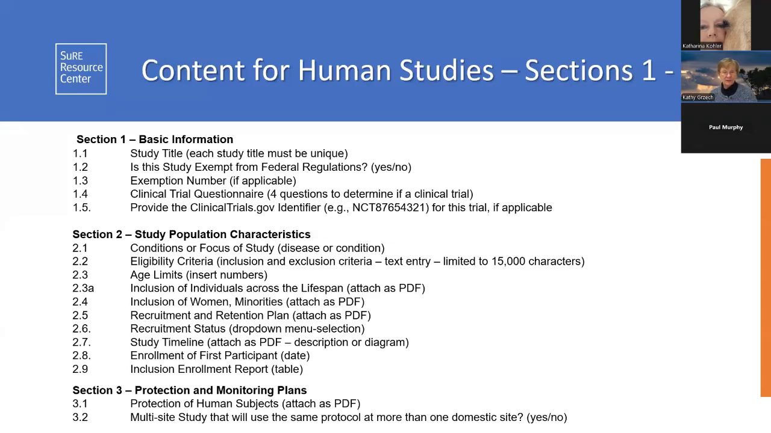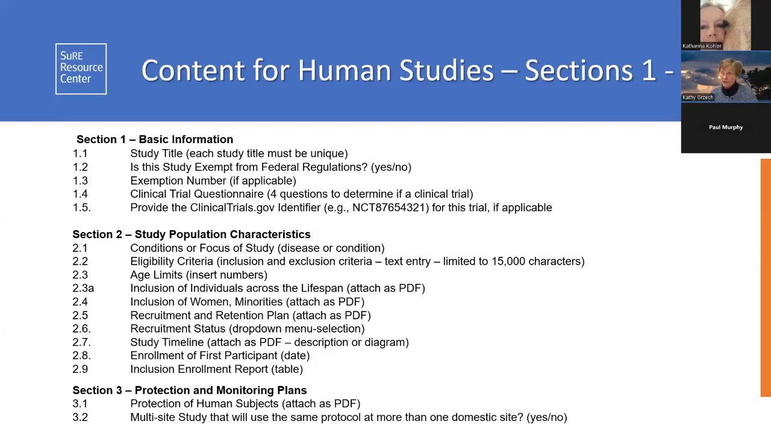You put in the age limits, you do inclusion of individuals across the lifespan, inclusion of women and minorities, recruitment and retention plans. So right in a row, you have 3 PDFs you're attaching. You are going to talk about where you are in the recruitment status, study timeline, which you can attach as a PDF. You enter a date for enrollment of your first participant once you are awarded the grant, you have a table that has your inclusion enrollment demographics. And then you go to section 3, which is the protection and monitoring plans. And this is where you write up all the details about how you are protecting the human subjects who participate in your study.